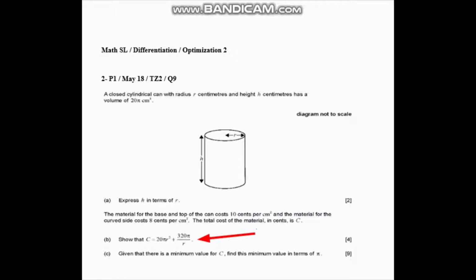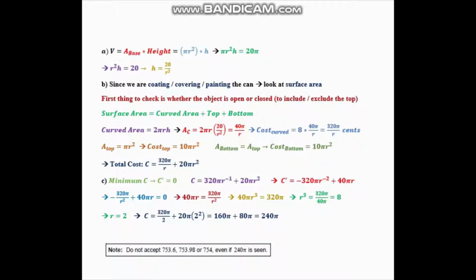In question C, we are told that there is a minimum value for C, and we want to find this minimum value in terms of pi, and there are 9 marks allotted to this question. So even if you don't do B, the majority of marks on this question are obtained by solving C, and C depends on the show that equation given in B. So you can use this equation regardless of whether or not you've managed to derive it in order to solve question C. So we want the minimum value of C, so of course we need to differentiate C.